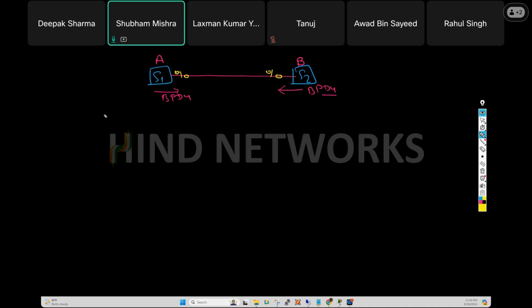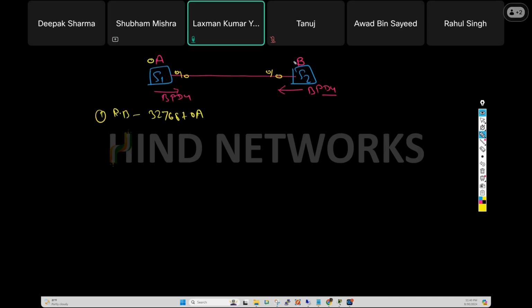So in this BPDU, the root bridge ID will be 32768 plus 0A. Here also, 32768 plus 0B. By default, the priority is 32768. You know, everyone?